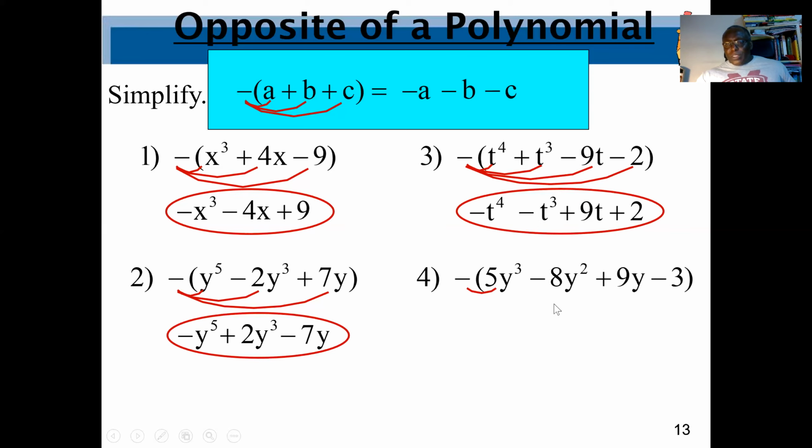And the last one, the same thing, all the signs are changing. So negative 5y cubed. Negative, so positive 8y squared. Positive, so negative 9y. And the last one, we have negative 3, so that will give us positive 3.